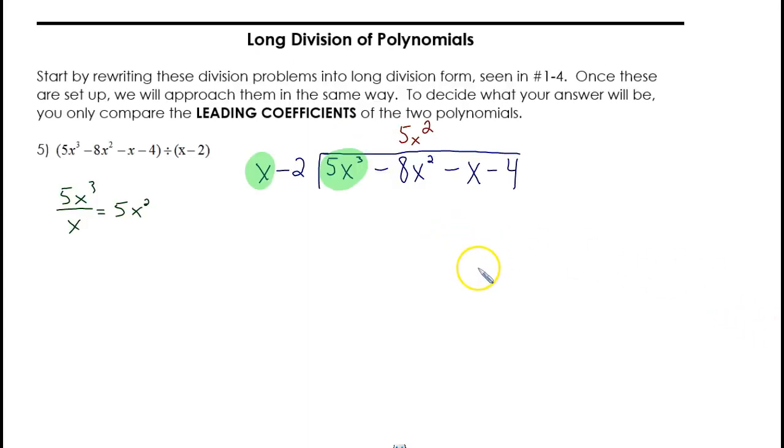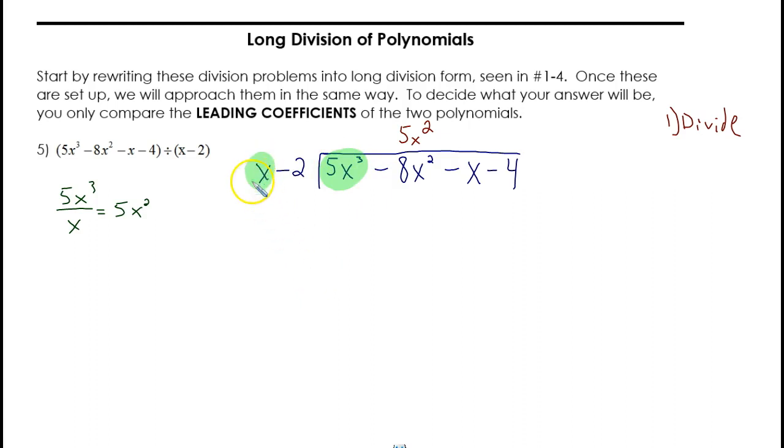All right, so polynomial long division is going to be very similar. We're going to start by rewriting the division problem as a long division problem, just like we did in the first few problems. And once we set it up, we're going to approach it in the same way. Remember, the steps were first divide. So we are going to divide. Now, when we do this, we are only going to use the first term in both parts.